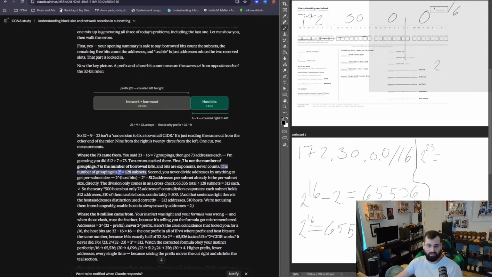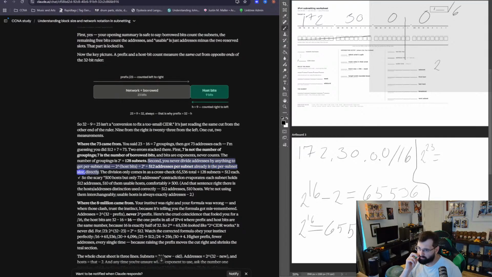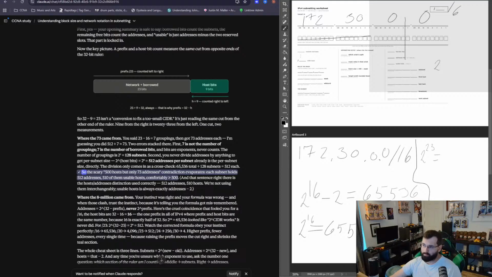And I didn't do a good job. 2 to the power of 7 is equal to 128 subnets. Second, you never divide addresses by anything to get per subnet size. Host bits, 2 to the power of 9, equal to 512 addresses per subnet, already is the per subnet size directly. The division only comes in as a cross-check. 65,000 total divided by 128 subnets equals 512 each.